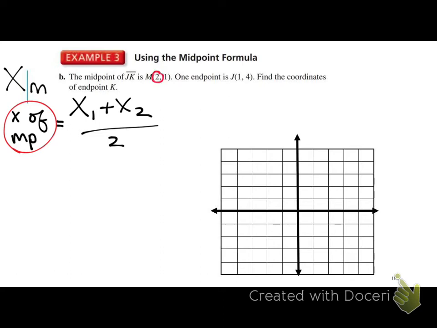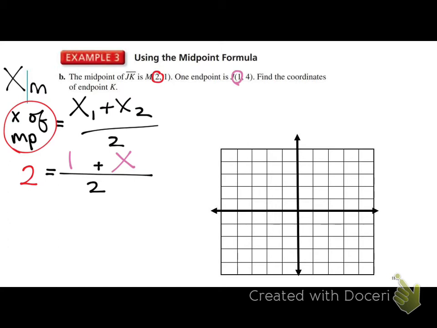2. So you're going to plug in 2 for the x of my midpoint. All right? And then you would have your 2 x's, your endpoints, right? Add them together, divide by 2. But how many endpoint x's do we have? We only have one of them. What is the x of our endpoint? 1. Do we know the other one? No. So we're going to call it x. We don't know it. We want to find it. That's what it's asking us. We have our midpoint. We have our endpoint. We need to find the other endpoint.